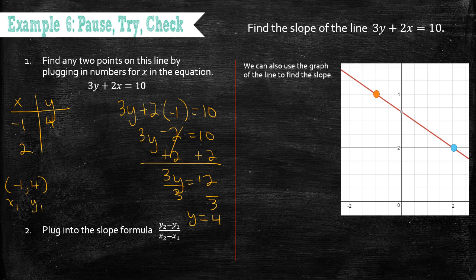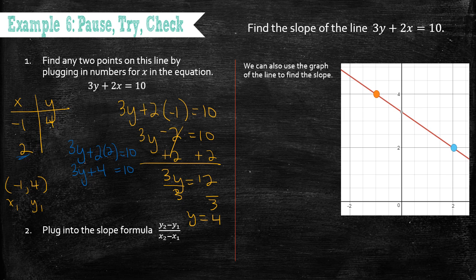Now I'm going to do the same thing. I'll do a different color just so we don't get lost in our work. So 3y plus 2 times 2, because that's my x value, my input that I'm using this time from over here. That's the number I picked. So 3y plus 4 equals 10.